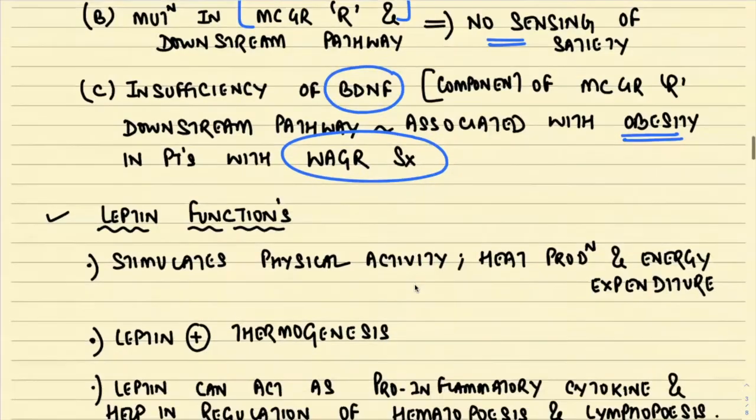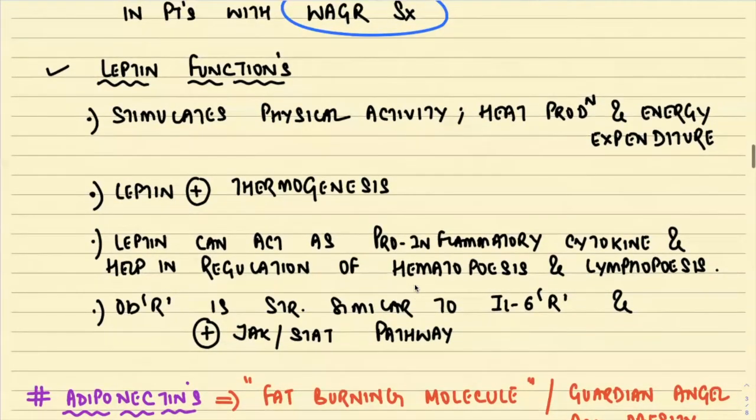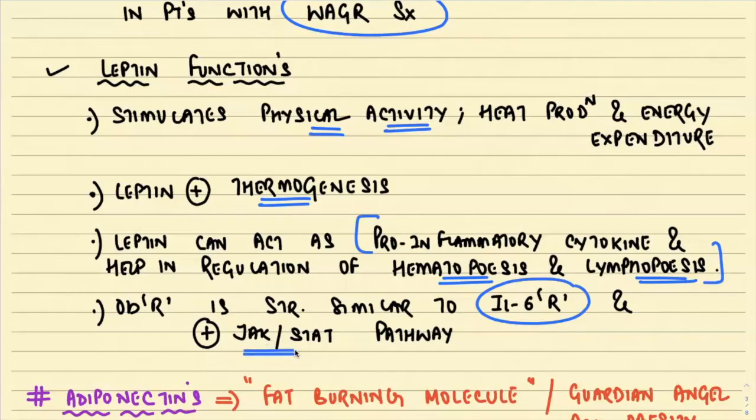Now, what are the functions of the leptin? What does the leptin do? They stimulate physical activity, heat production, and energy expenditure because they are catabolic. They also stimulate thermogenesis to create heat. Leptin can also act as a pro-inflammatory cytokine and help in regulation of hematopoiesis and lymphopoiesis. The OB receptor is structurally very similar to the interleukin 6 receptor, and they stimulate the JAK-STAT pathway. This is all about the leptin. Now we will come to the next molecule.